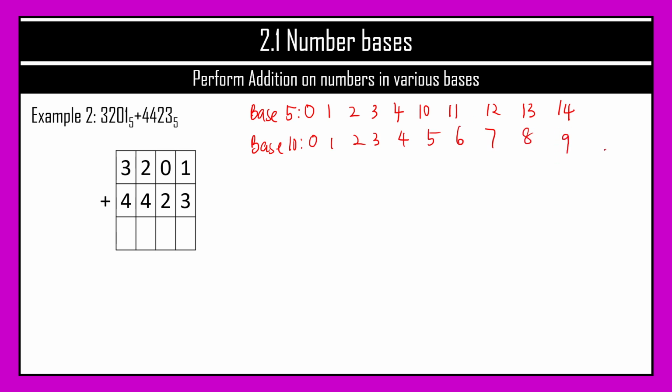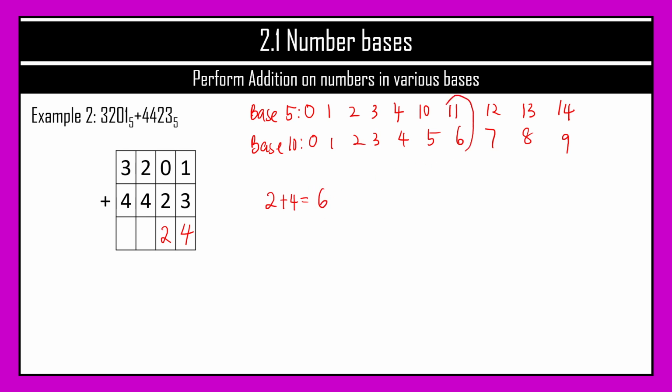So these are the numbers. If there's not enough, we can always add on. Let's look at this number. From the far right, 1 plus 3 is 4. I still have 4, which is not more than the base 5. Then 0 plus 2, and we get 2. The next is 2 plus 4, we get 6. But remember, this number is in base 10.